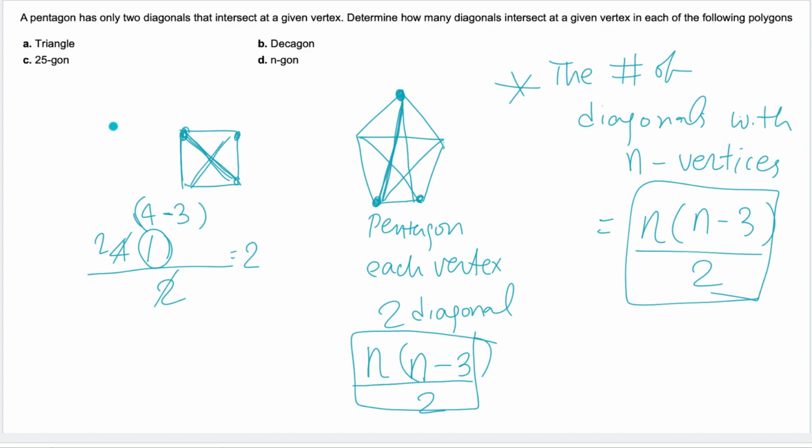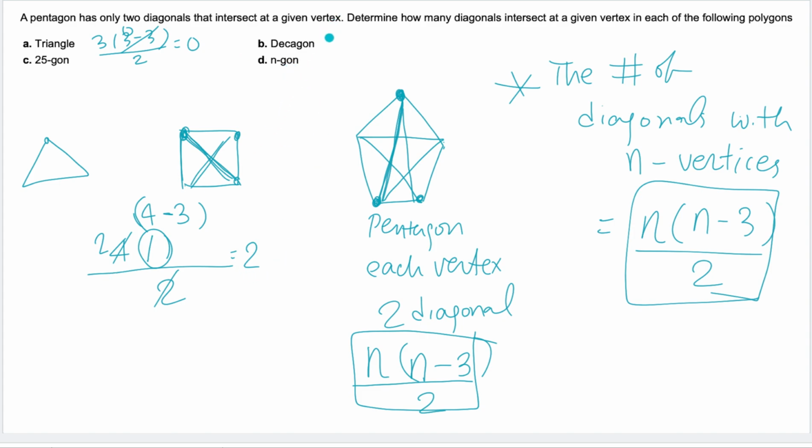So for a triangle, n is 3 because there are 3 vertices. So 3 times 3 minus 3, divided by 2. We know 3 minus 3 is 0. 0 times 3 is 0. 0 divided by 2 is 0. So there is no diagonal. You can check with the triangle, there's no diagonal, right? So no diagonal.